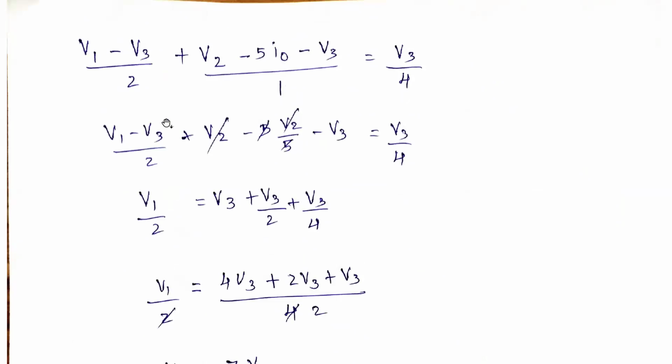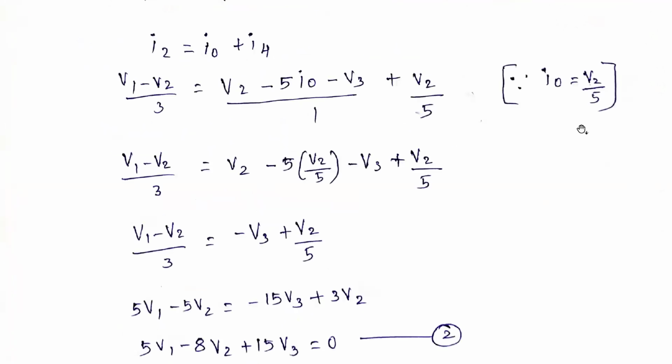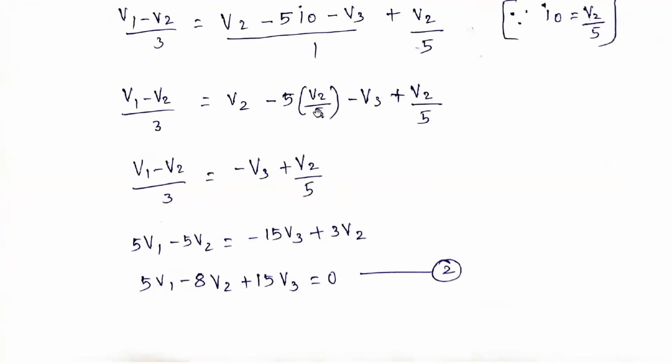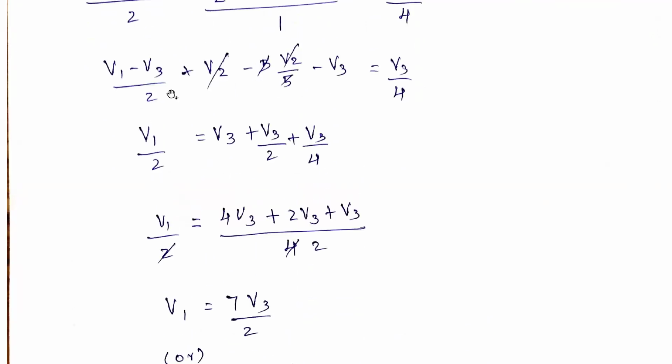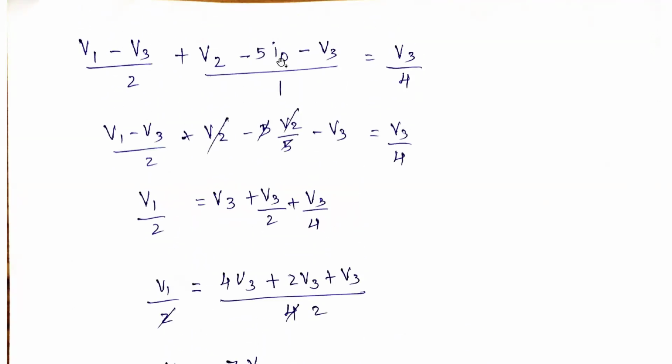Taking this third equation, that is V1 minus V3 divided by 2 plus V2 minus 5 I naught, where I naught is nothing but V2 divided by 5. From the previous equation, we substitute V2 divided by 5 and simplify this equation, so we get the equation as follows.